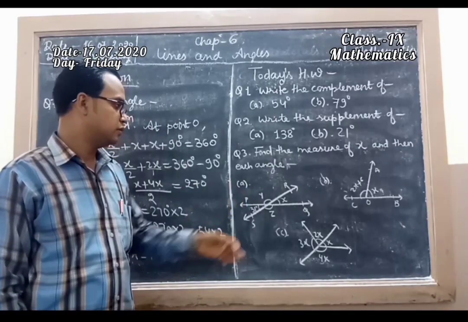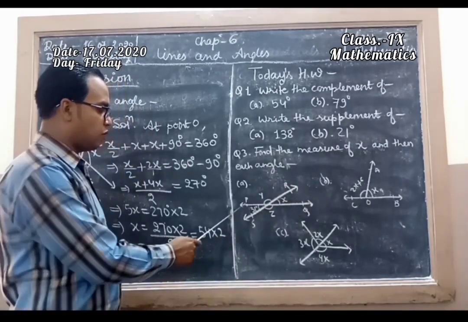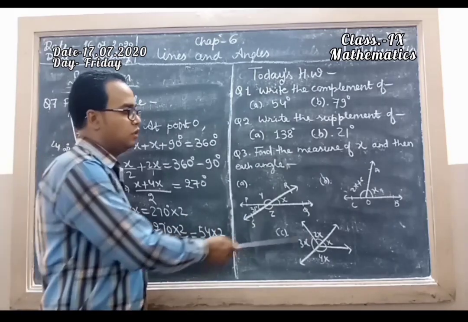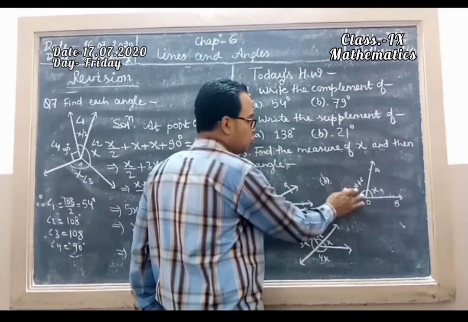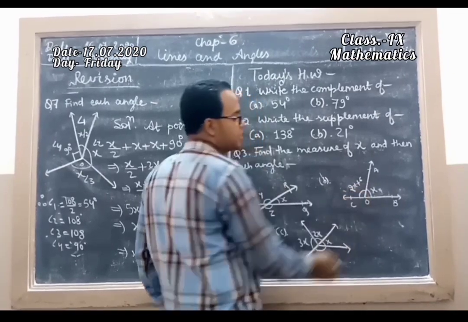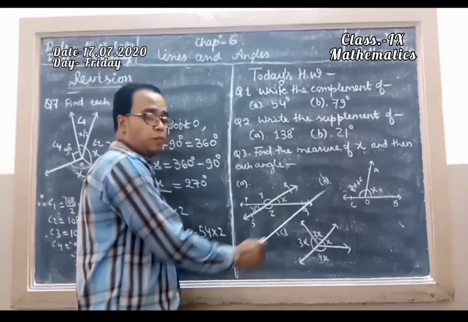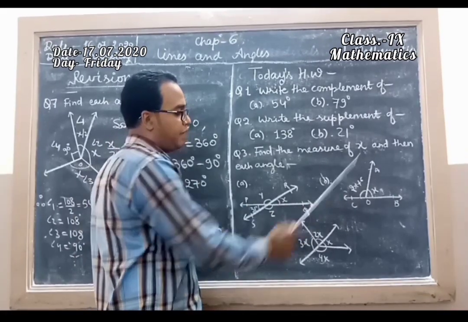Part A. Here 31 degrees, one angle is given. First of all, find x, then find each angle. Here we have 2x plus 6, 2x plus 6 plus x plus x. So it forms a linear pair. So by the linear pair concept we find x and then find the angles.